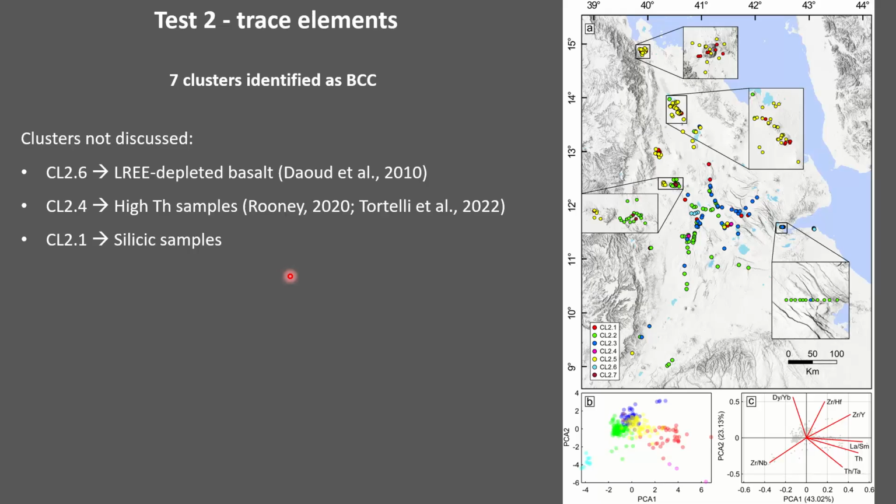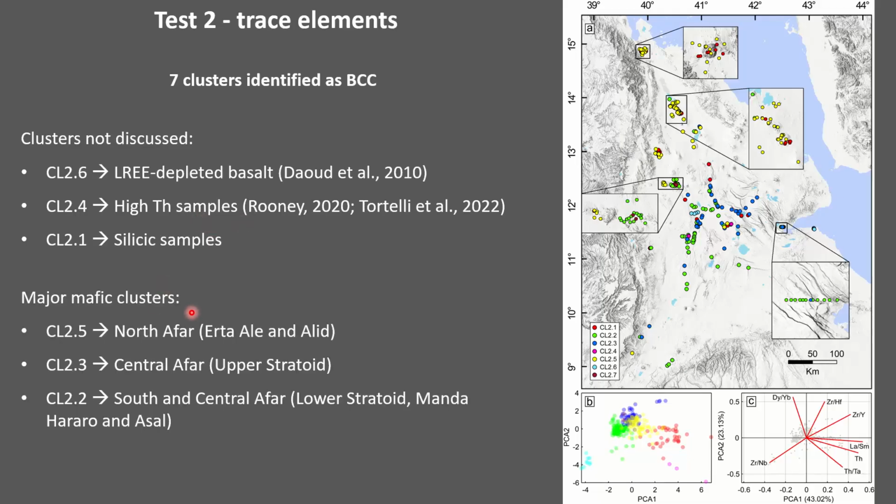So we move to test 2, where the best number of clusters is again 7. Some of these clusters, besides the fact that they are recognized in literature, are not discussed here due to their limited spatial distribution with respect to the more, let's say, regional scale of this study. So here we will focus mainly on these three main mafic clusters.